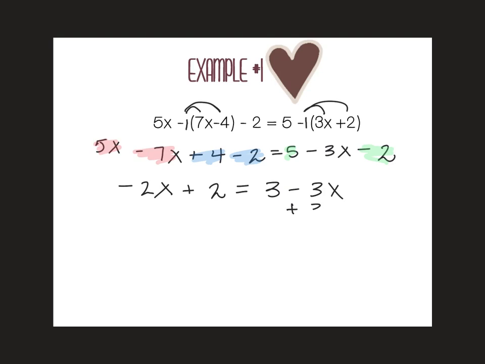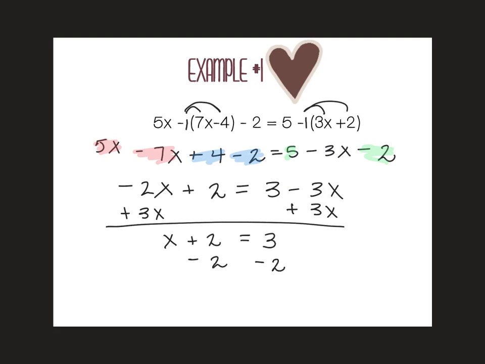I'm going to add 3x to both sides. It doesn't really matter if you chose to do it a different way. We would get the same answer. So I would have x plus 2 equals 3, and then subtracting 2 from both sides, x equals 1.